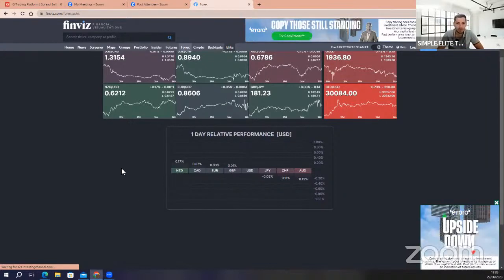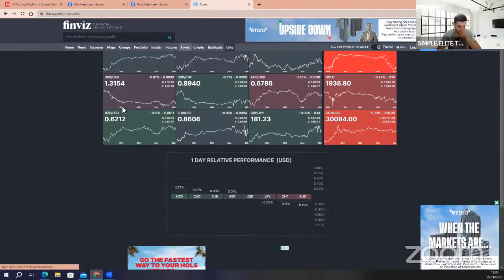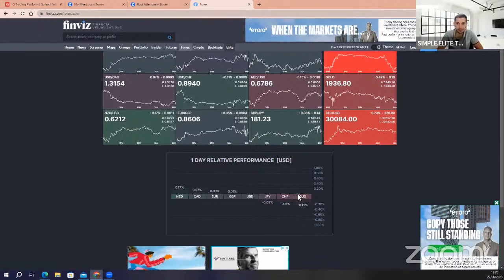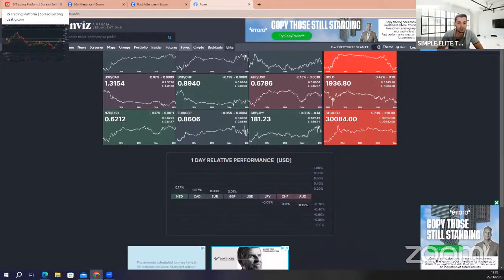So New Zealand is performing well today, and the Australian dollar is the weak currency of the day. So let's see if it's going to start to gain, the Australian dollar, to be on the long side.